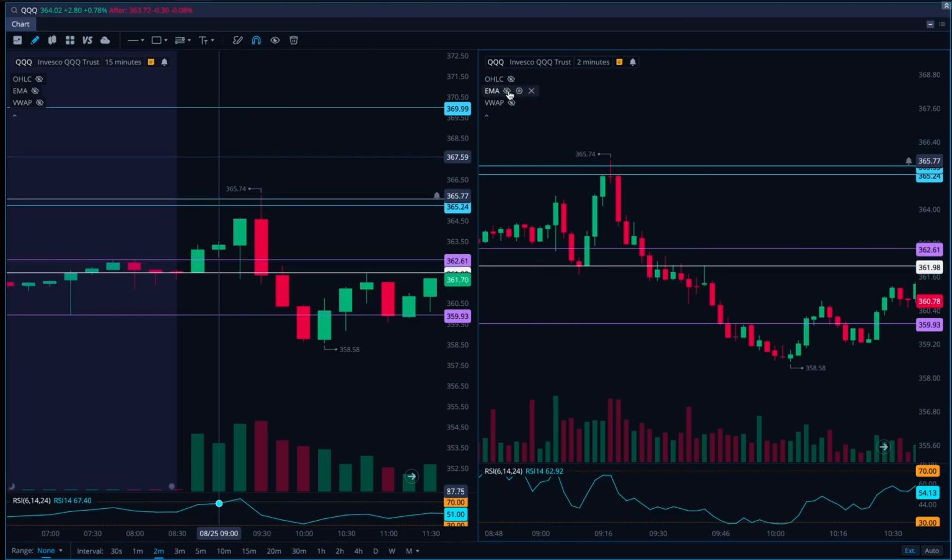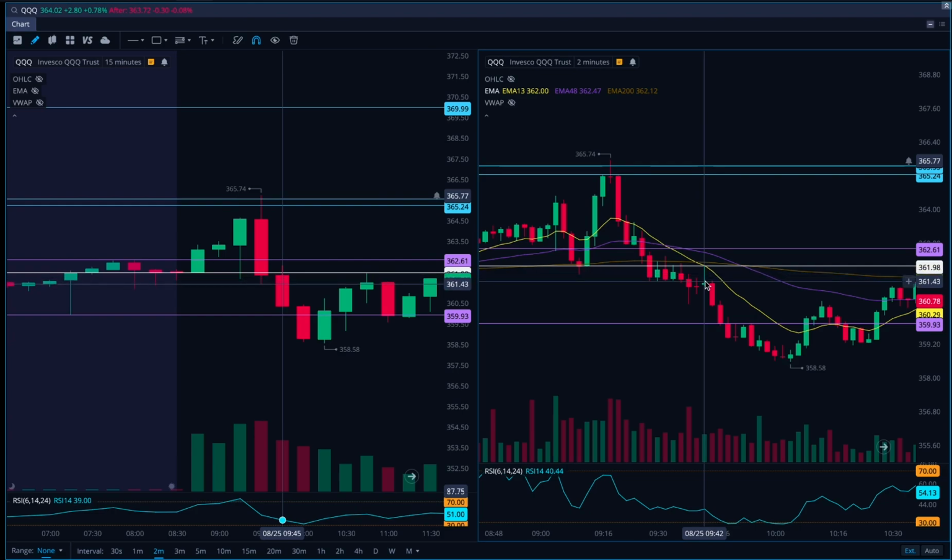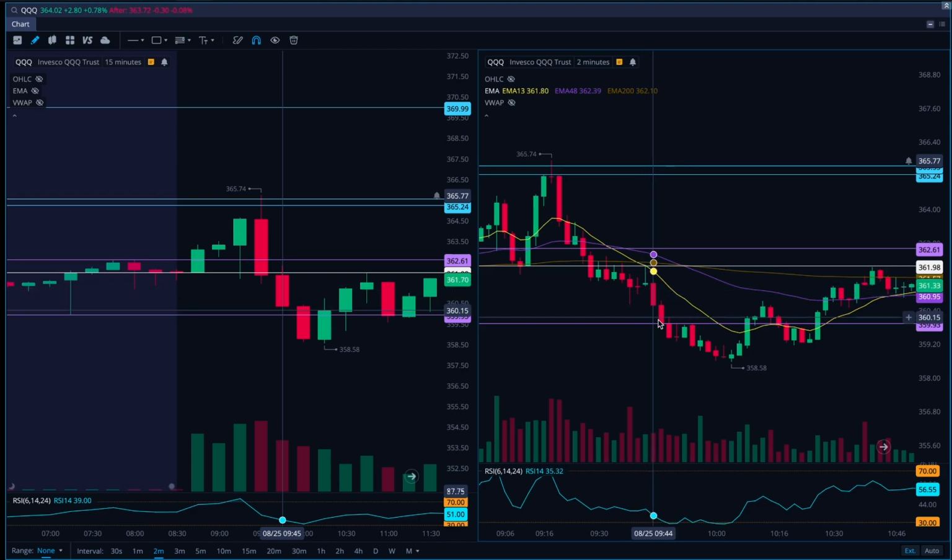And let's go ahead and turn on our EMAs. Yep, perfect wick to the EMA. Enter puts right here. This trade was very short, about really 3 candles, so that's 6 minutes. And this trade ran around 50 to 100%.